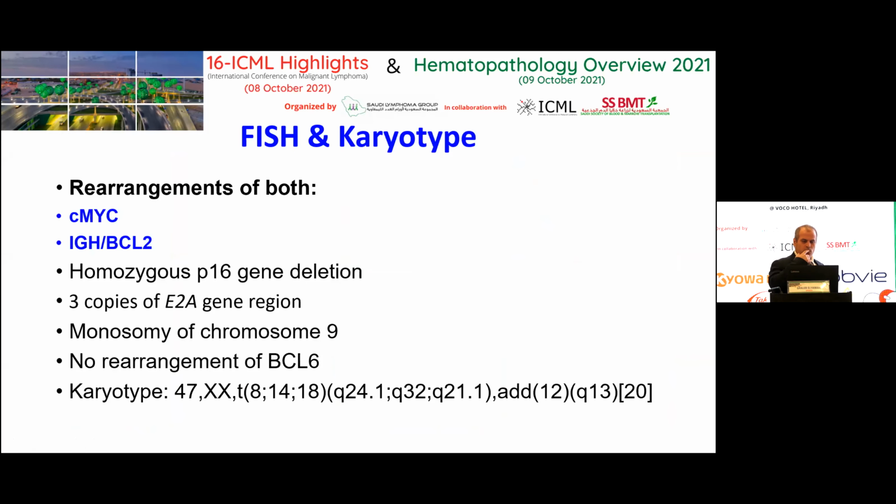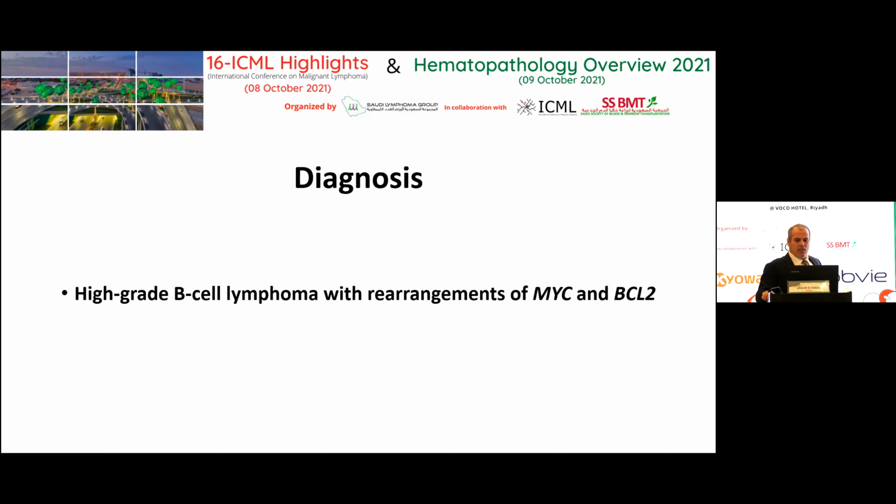Okay, so what is the next step to diagnose this case? Again, we do cytogenetics. We detected MYC gene rearrangement. We detected IGH::BCL2 rearrangement. And we detected a second chromosomal abnormality in the karyotype. So now we have a double hit, with BCL2 rearranged. We have a secondary chromosomal abnormality, which is a common finding in high-grade B-cell lymphoma. Now this case is diagnosed as high-grade B-cell lymphoma with rearrangement of MYC and BCL2.